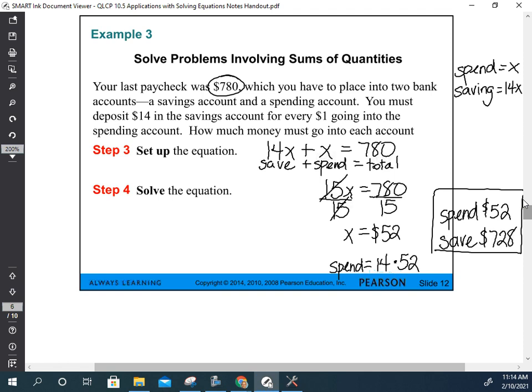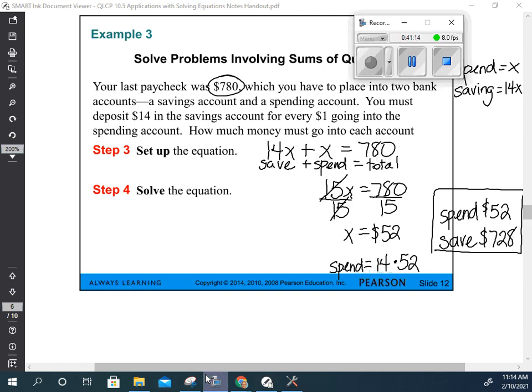So, any questions on that example? I think that's, let's see, how many examples? Pause this for a second.